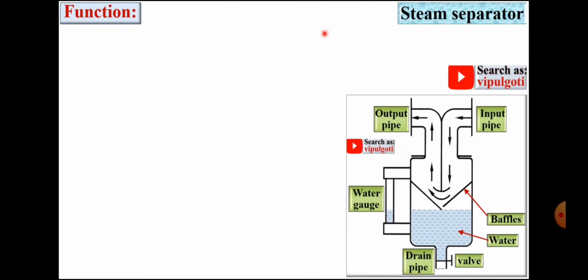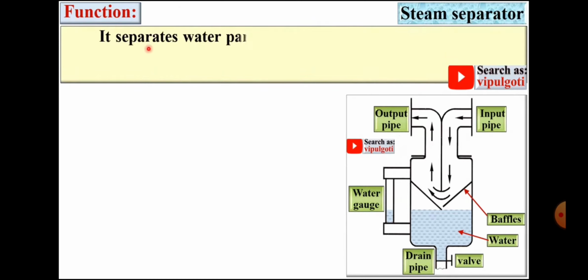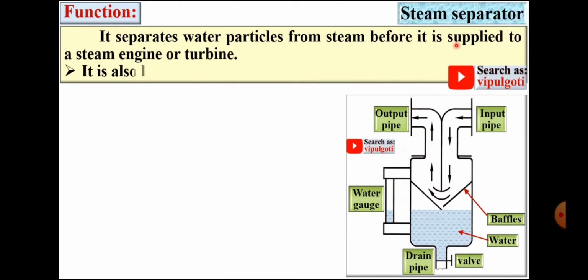Now let's start with the function of the steam separator. It separates water particles from the steam before it is supplied to a steam engine or turbine, so it is also known as a moisture separator or steam dryer. The name itself indicates it separates the moisture or water particles, or you can say it makes the steam dry.